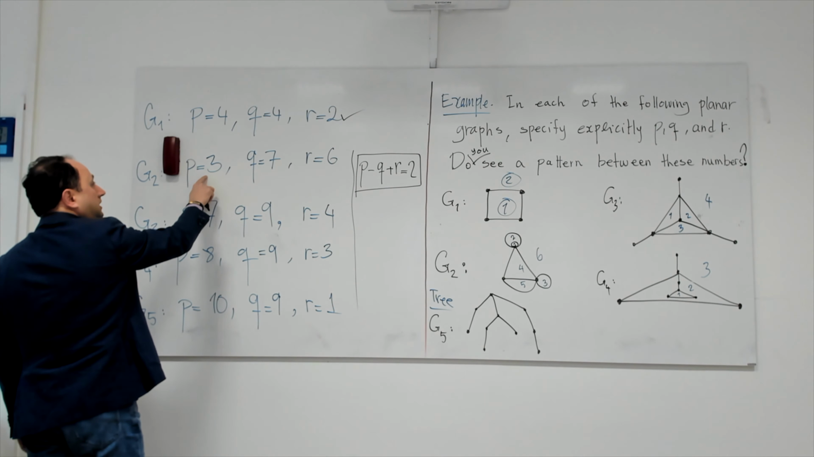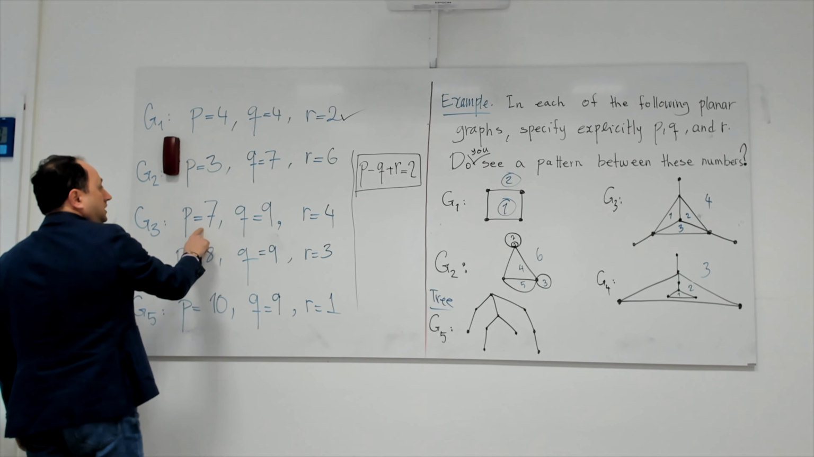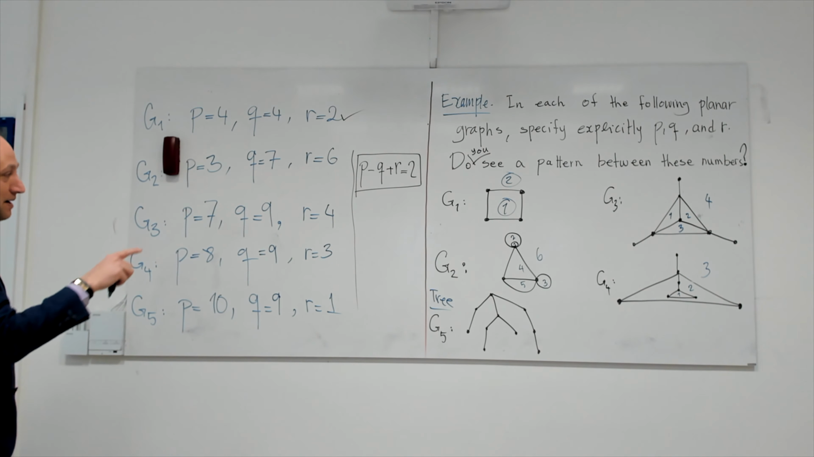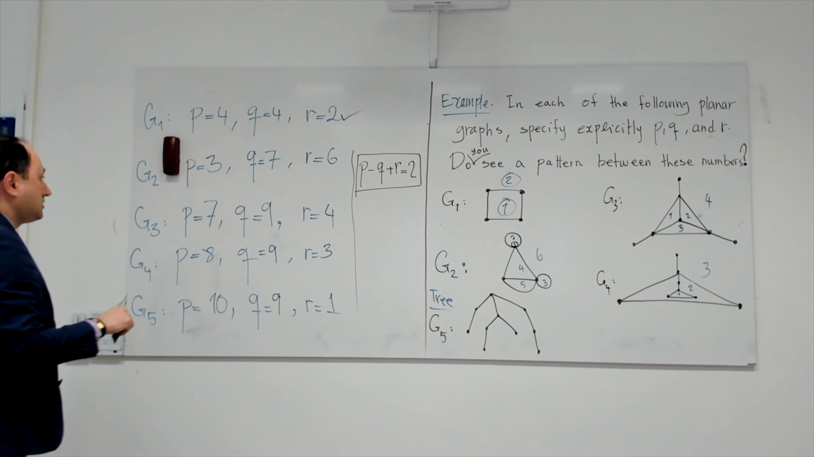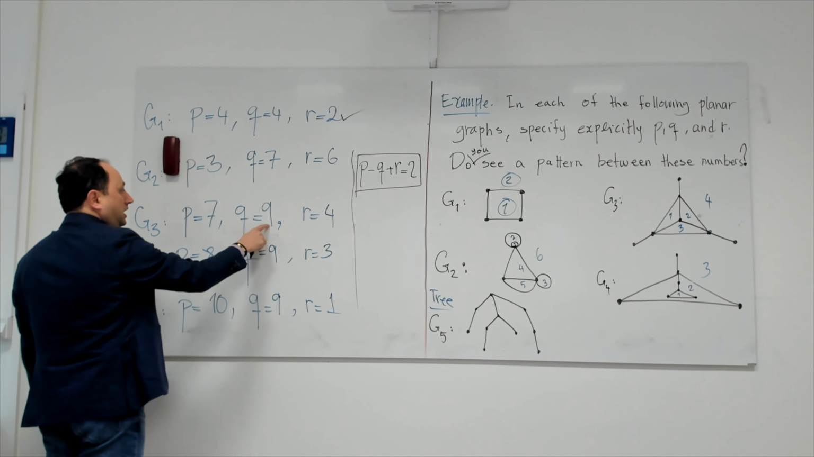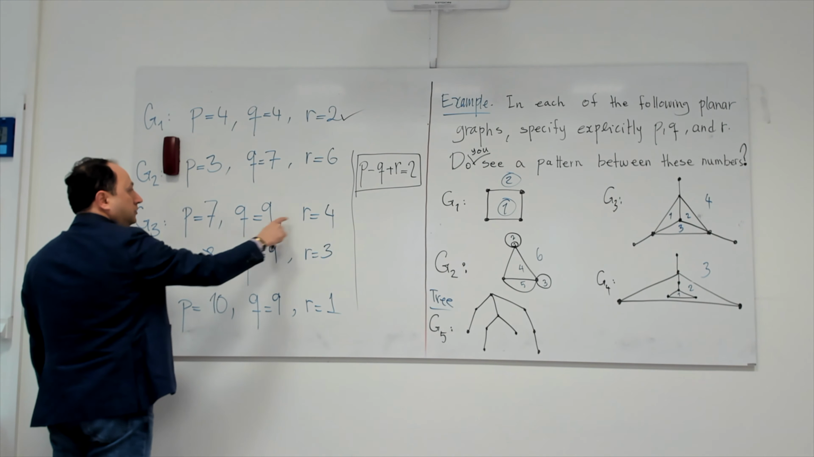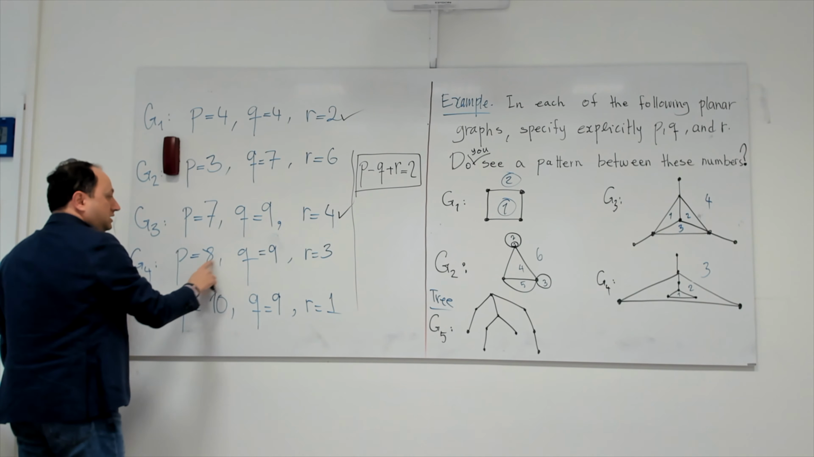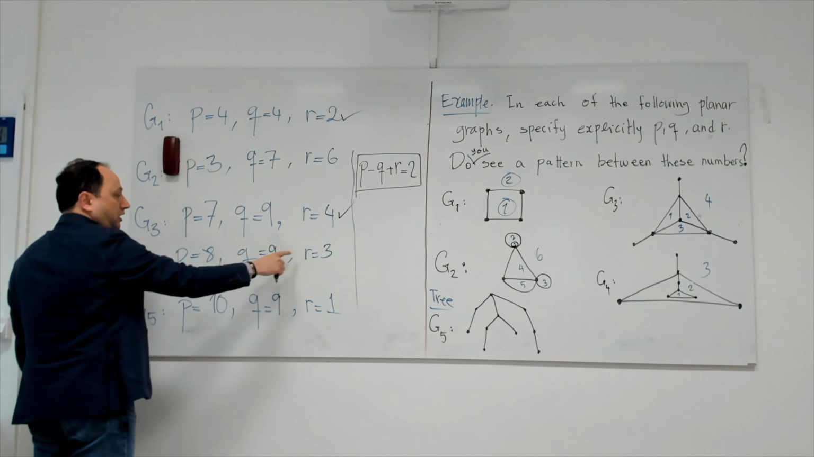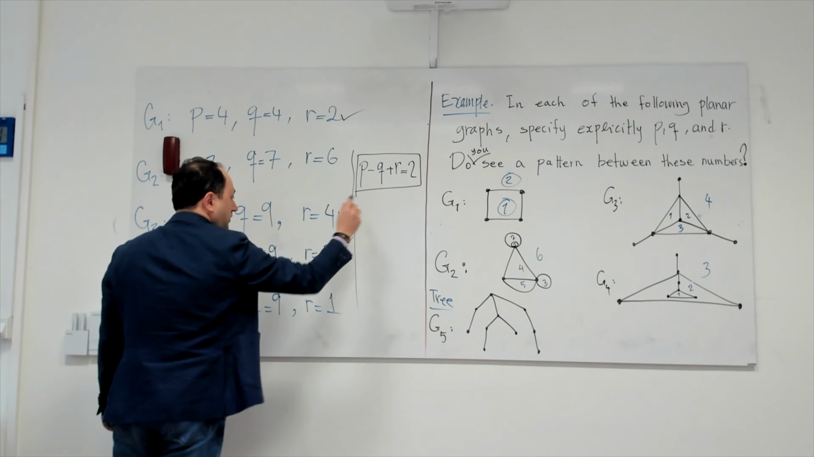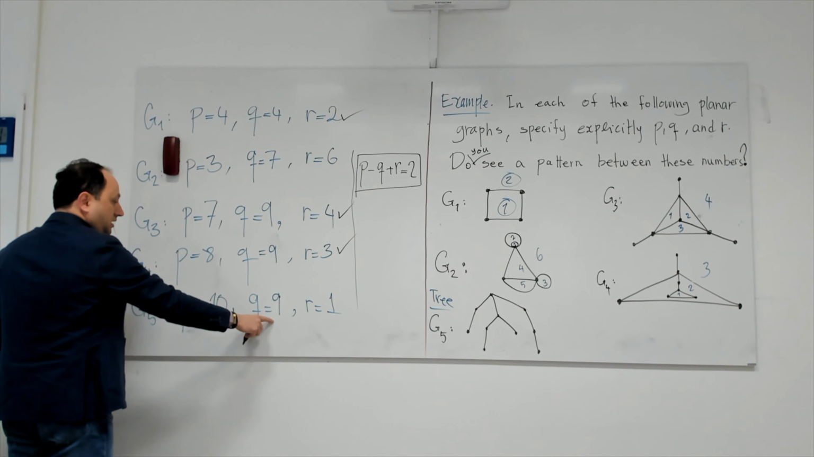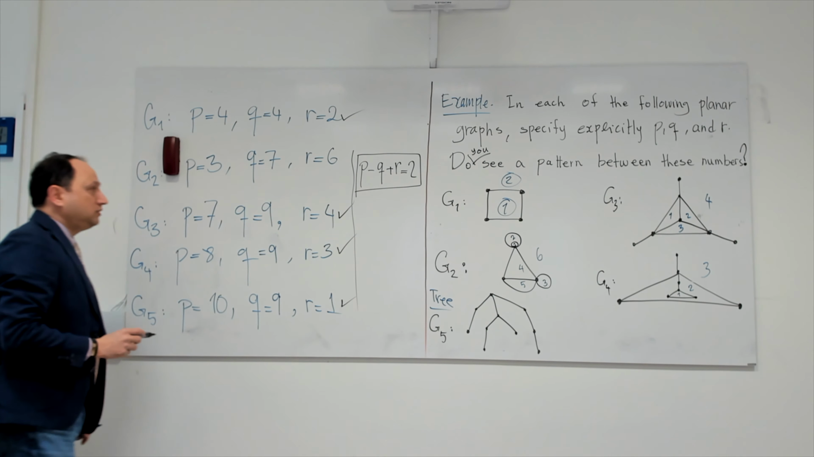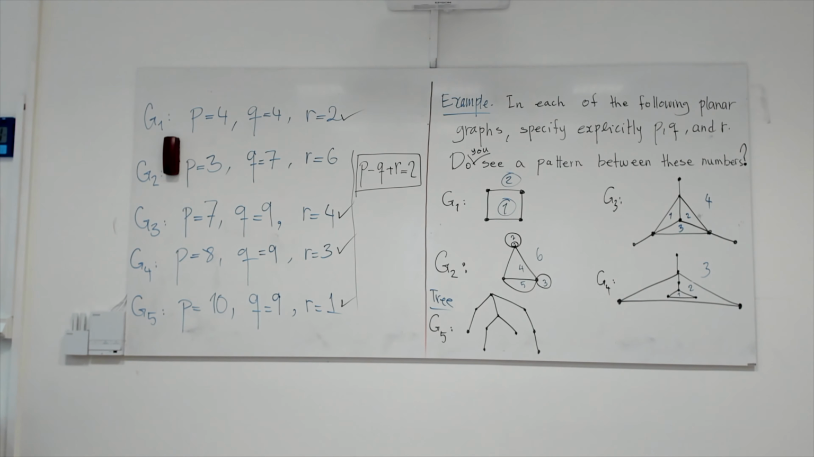So here P, so let me see. All of them are simple graphs except G2, yes? So let me check for this one. 7 minus 9 is minus 2 plus 4 is positive 2. So that's also okay. And 8 minus 9 is minus 1 plus 3 is 2. That's also okay. And 10 minus 9 is 1 plus 1. That's also okay. So you are right, I think I might have forgotten something.